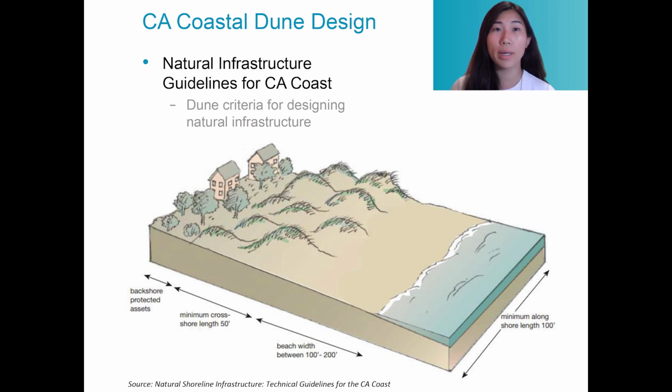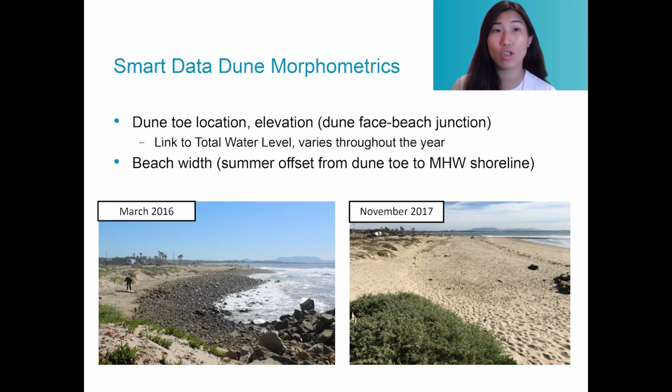This graphic shows ballpark estimates of minimum dimensions required for dunes implemented as natural infrastructure to protect backshore assets and/or enhance beach recreation and ecology in California. The available space should exceed the sum of the total constructed dune footprint and the dry beach width. Smart data collection can inform the seaward edge of the dune, which is defined by the location where total water level reaches infrequently, like 10 days per year or less, and where dry sand area during the summer provides a sufficient supply of wind-blown sand to rebuild dunes.